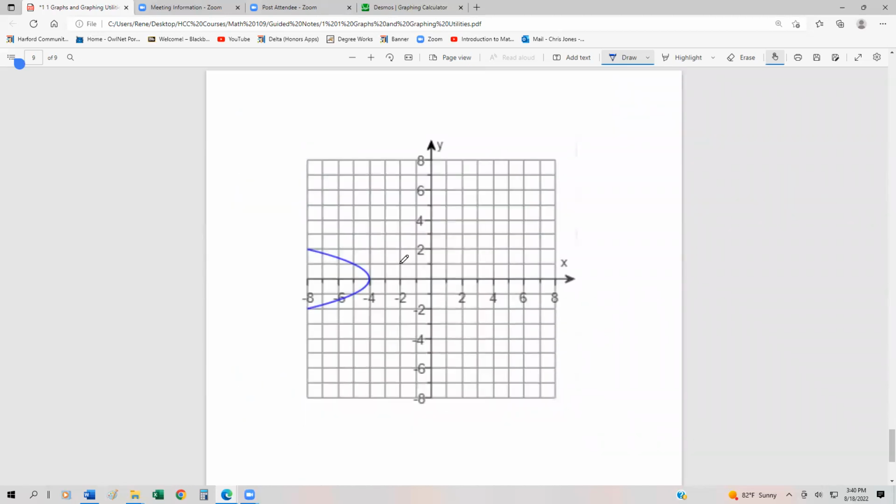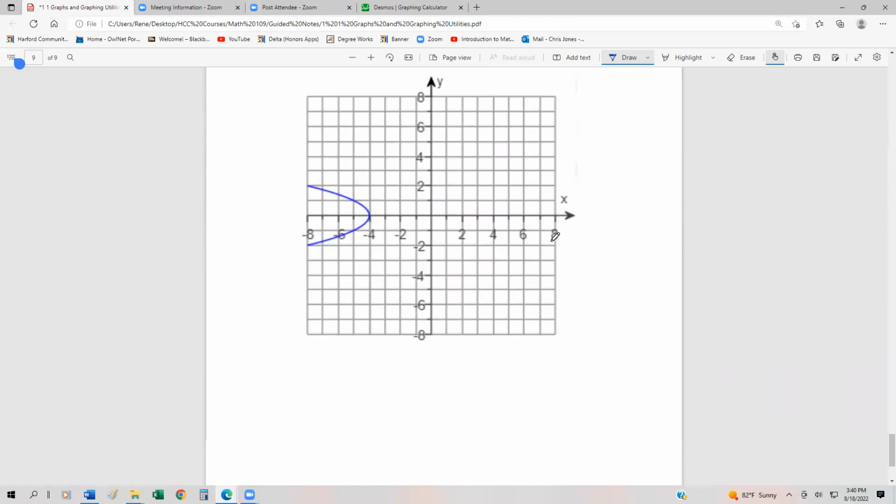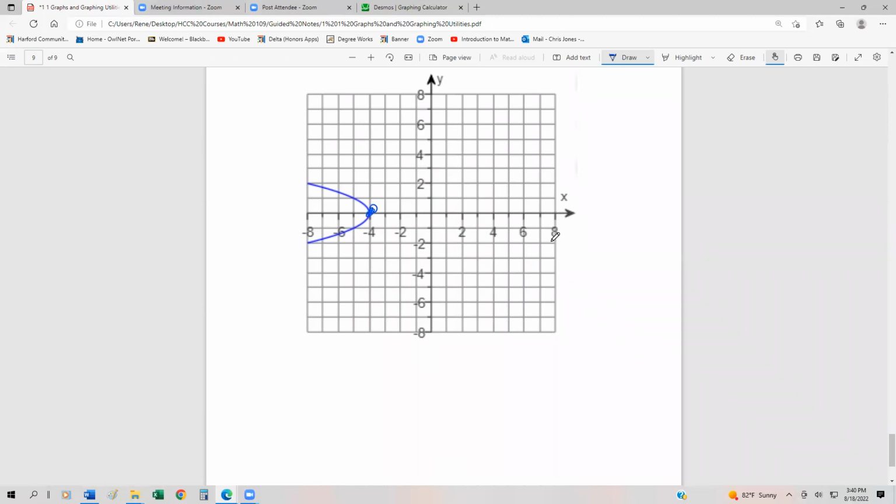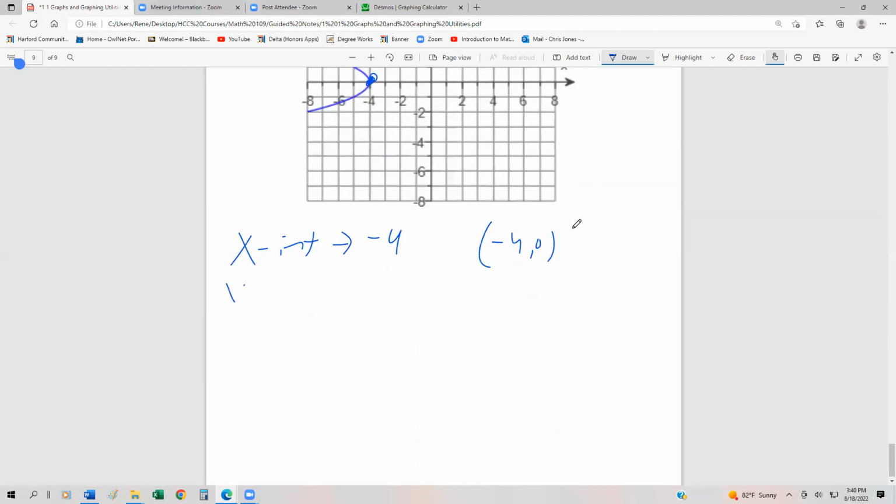In this graph, there's only one intercept, and it's only one x-intercept. There are no y-intercepts. And so we look right here, and clearly this is going to be the point -4, 0. And so if I ask for the x-intercept for this, we could just say -4, or we could say the point -4, 0. And then finally, for the y-intercept, we could just say none. And so that's it.